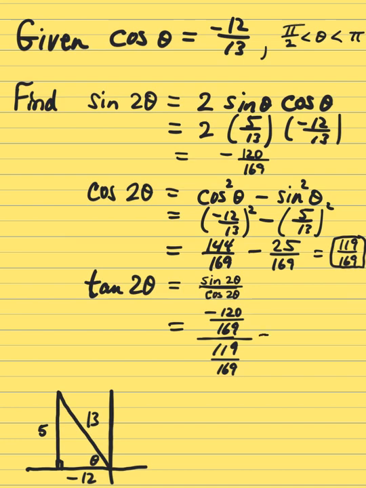Okay, that's a complex fraction, so negative 120 over 169 times the bottom fraction flipped. Dividing by a fraction is the same as multiplying by the reciprocal. Cancel, wonderful cancellation. Negative 120 over 119. And you can use that for your tangent value.